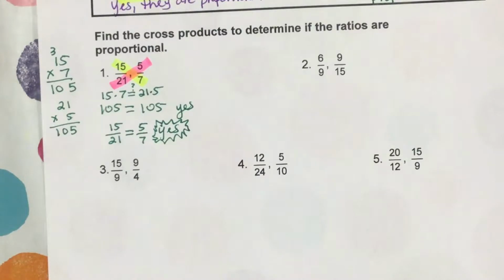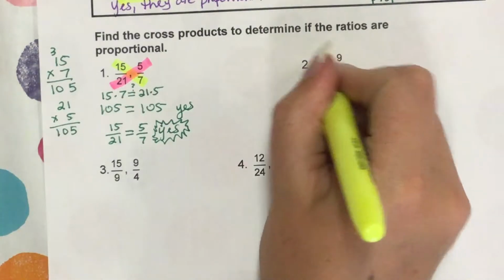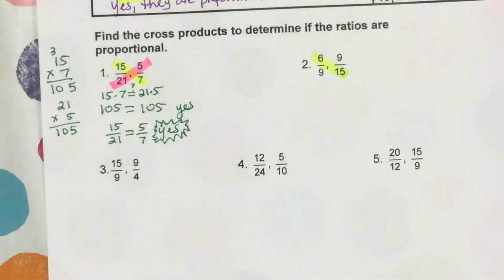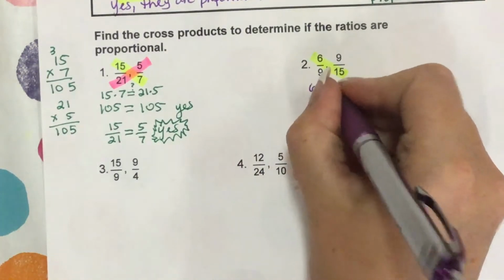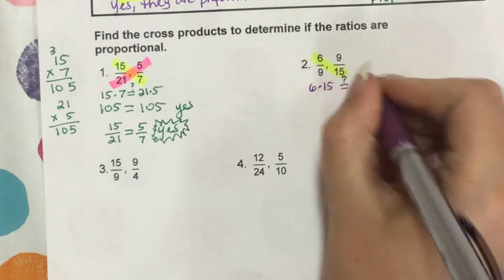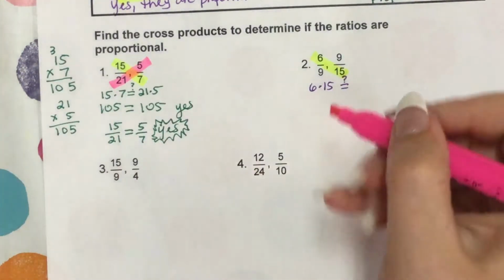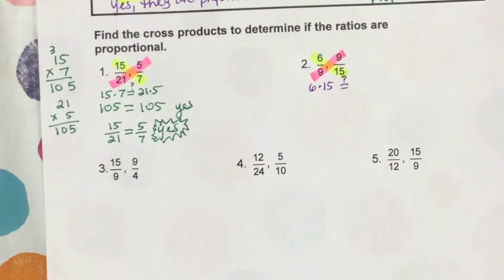So we had to find the cross products. We're going to go 6 times 15. So 6 times 15, and we're going to see if that's equal to the other cross product, which is 9 times 9.